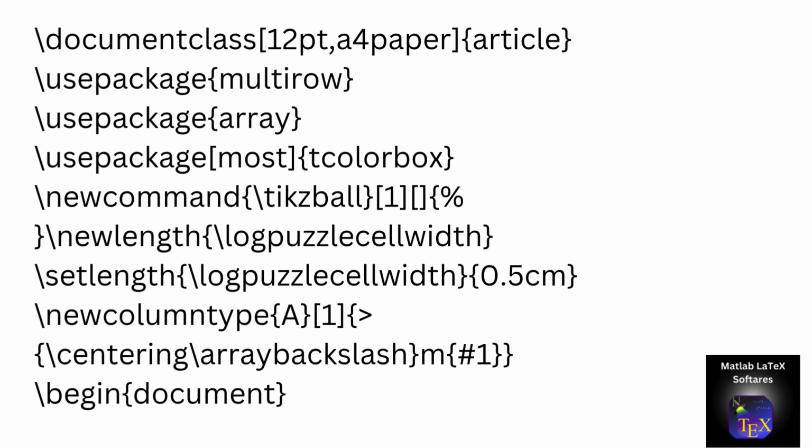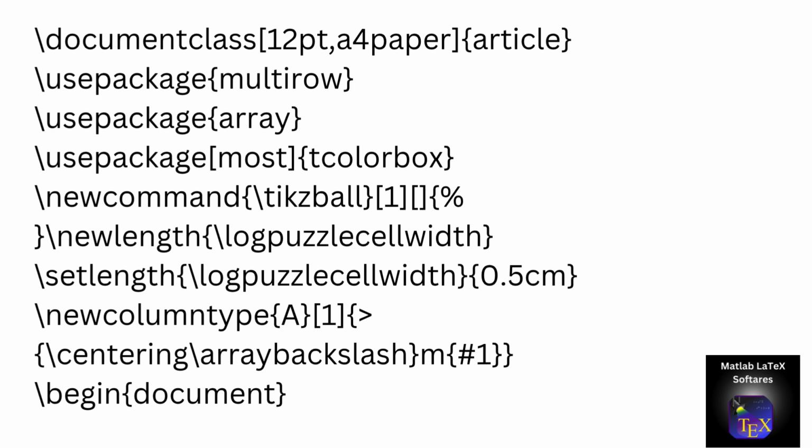The documentclass line defines the document as article with 12-point font size on A4 paper. The packages multirow and array are included for advanced table formatting. Multirow allows merging of table rows, while array provides more control over column alignment and spacing.